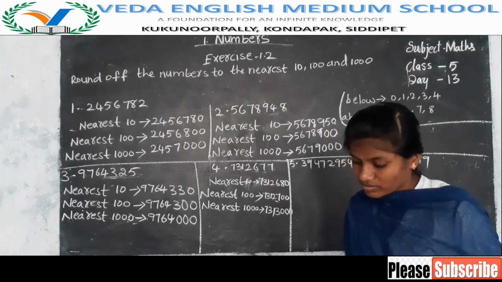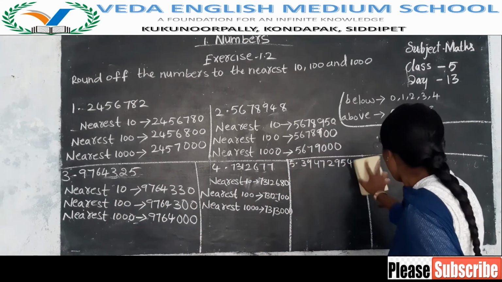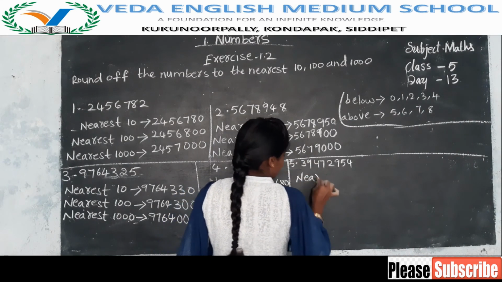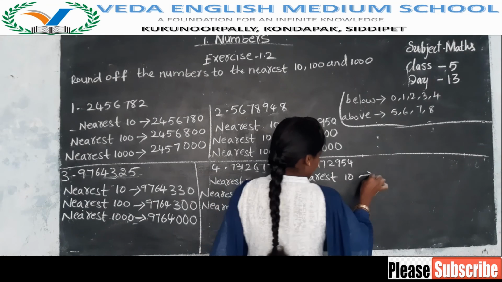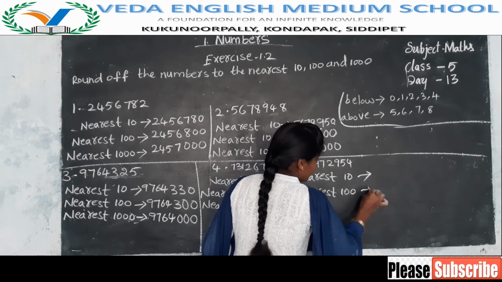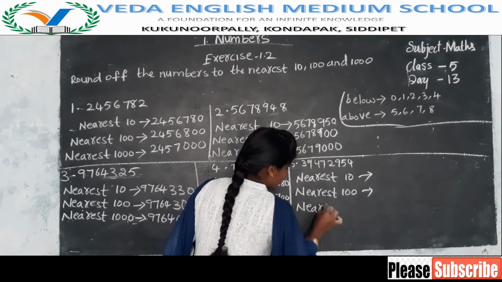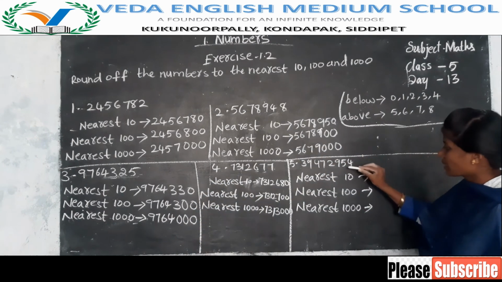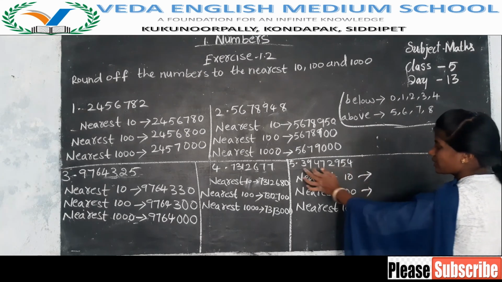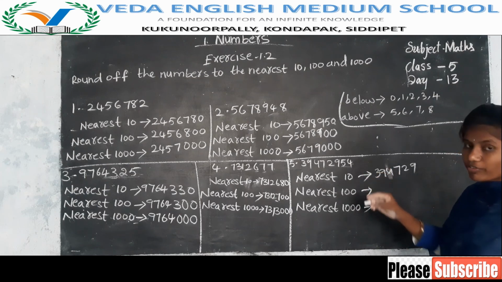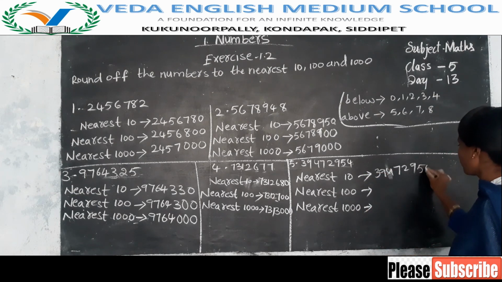Next. Here also nearest 10, nearest 100, nearest 1000. Now tens, so you have to check only two place values, then write the remaining numbers as it is. It is 3 9 4 7 2 9, then 54 is nearest to 50.